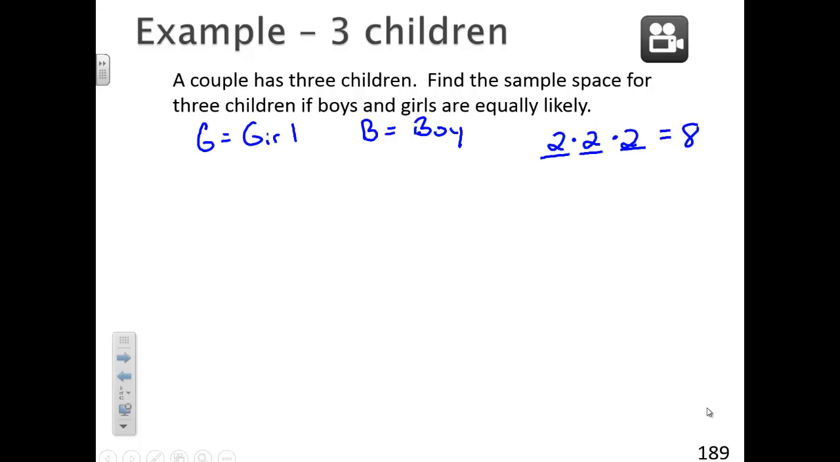Now what we want to do when we have a problem like this and we have to list the sample space, we need to do it in a systematic way. So let's start by listing boys. Say that a couple has 3 boys. Then they have 2 boys and a girl. So 1 less boy. Now let's do another 1 less boy. So that'd be boy, girl, girl. And then 1 more less boy would be girl, girl, girl.